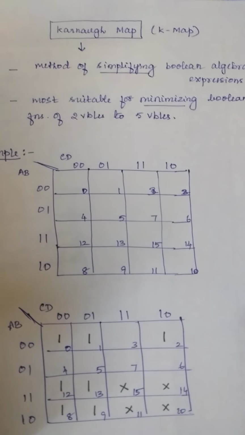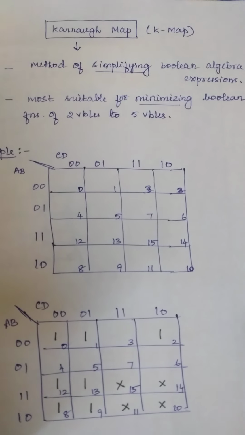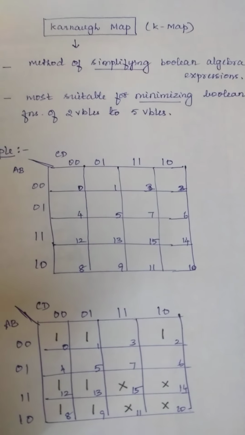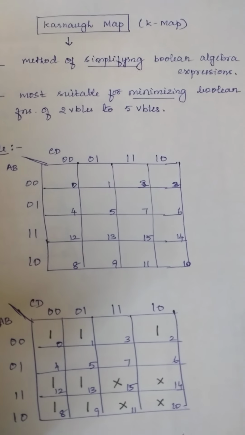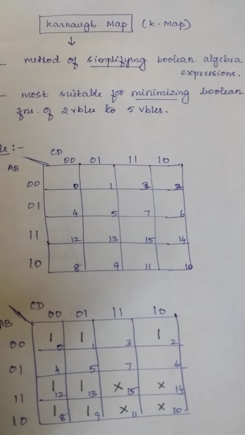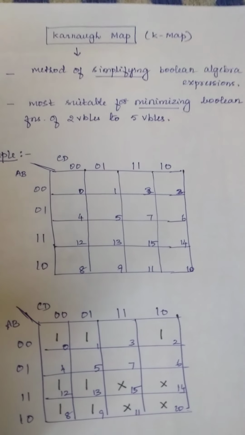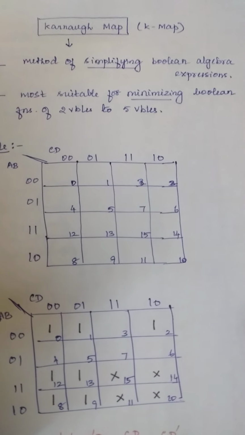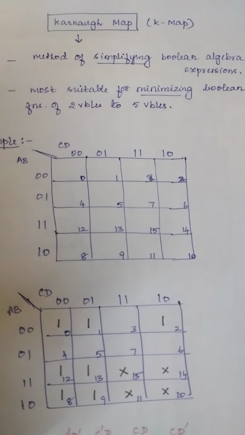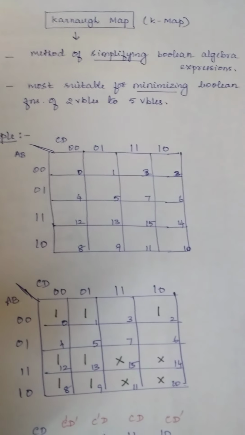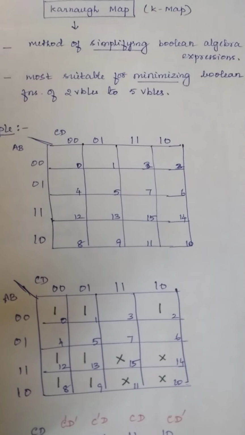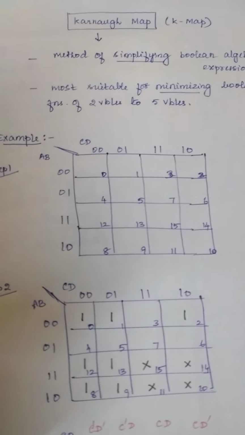In this lecture, we will be seeing about Karnaugh map or K-map, a graphical display of the fundamental product in the truth table is called K-map. It's a method of simplifying Boolean algebra expressions. It is more suitable for minimizing Boolean functions of 2 variables up to 5 variables.